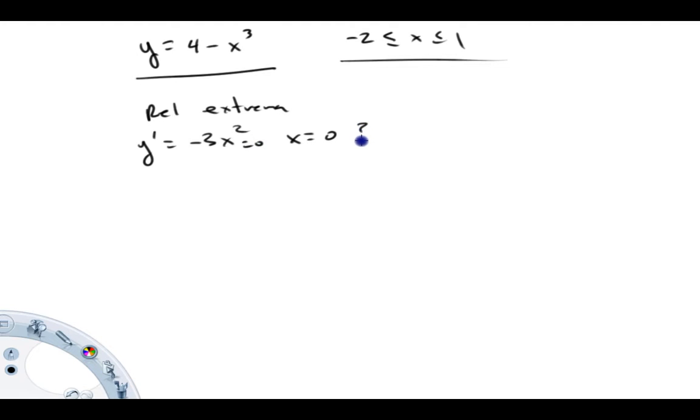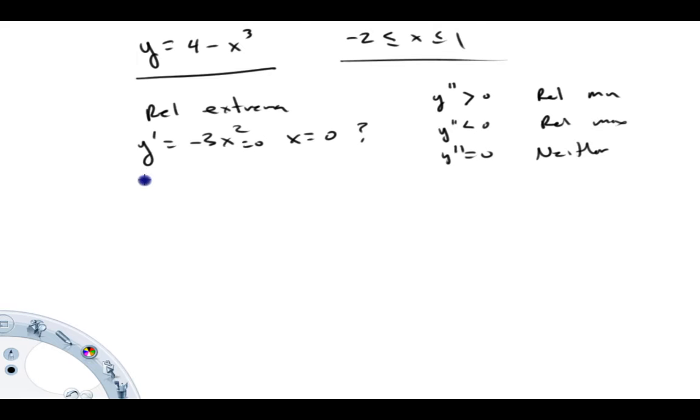Now the million-dollar question here is: is that a min, a max, or is it neither? What tells us that is the second derivative. Just a little reminder, if the second derivative is positive, you have found a relative min. If the second derivative is negative, you found a relative max. If the second derivative is 0, it's neither. It's what's called an inflection point.